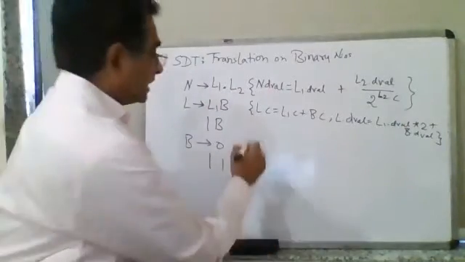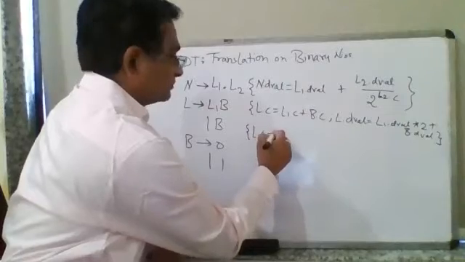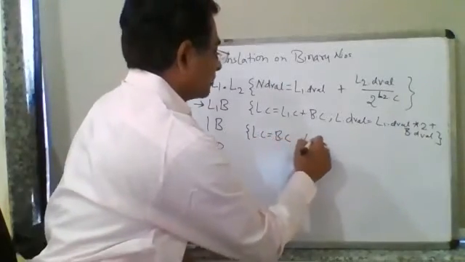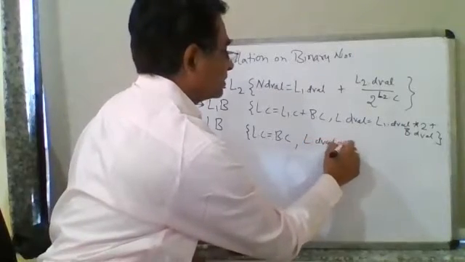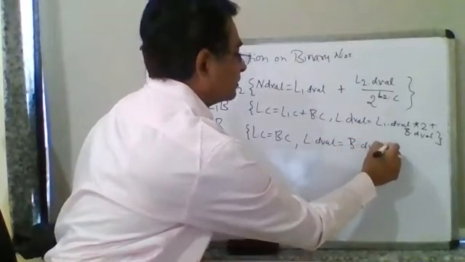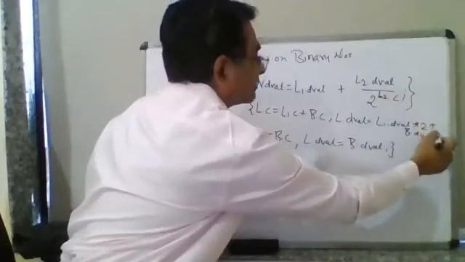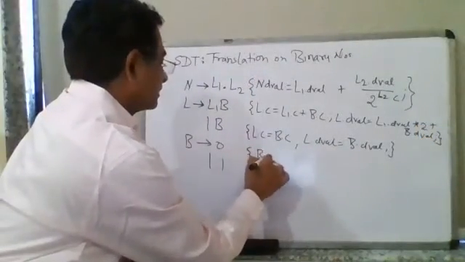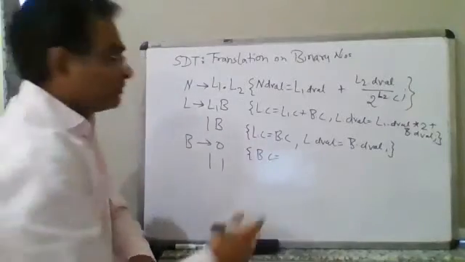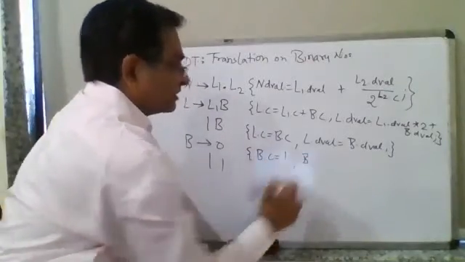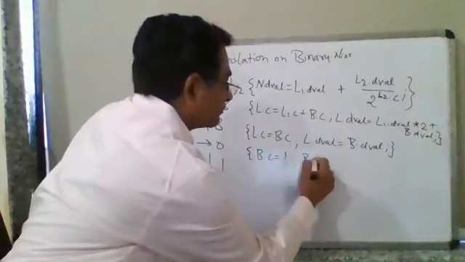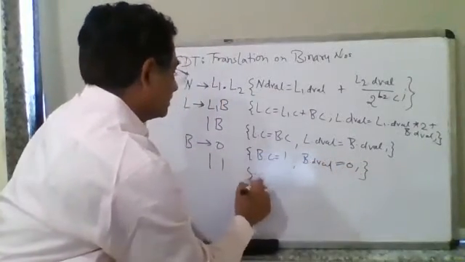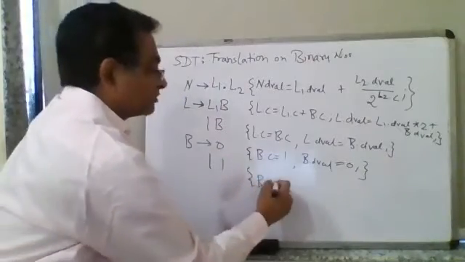And here, what it will be, L dot C equal to B dot C, and L dot decimal value is equal to B dot decimal value, right? So maybe you can put a semicolon everywhere. Okay. Then B dot C equal to count equal to 1, and the decimal value for that will be equal to what? It will be equal to 0 for this, right? And here I know that this digit also needs to be counted. So B dot C equal to 1.